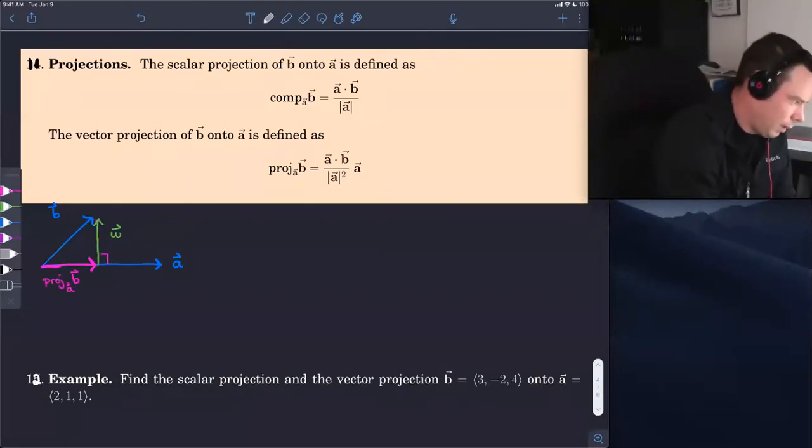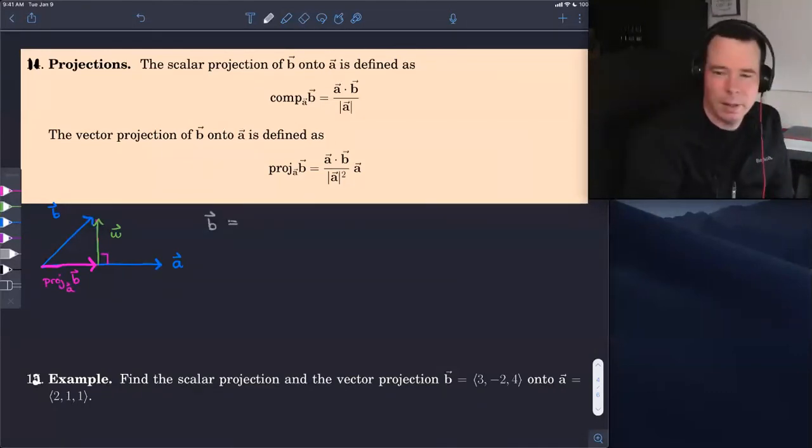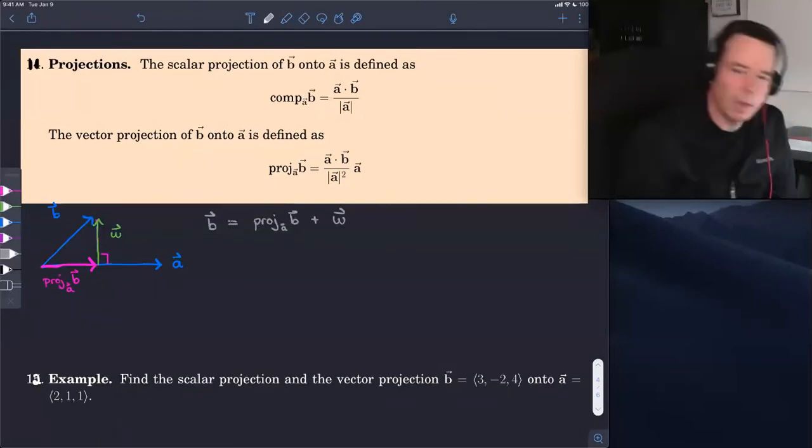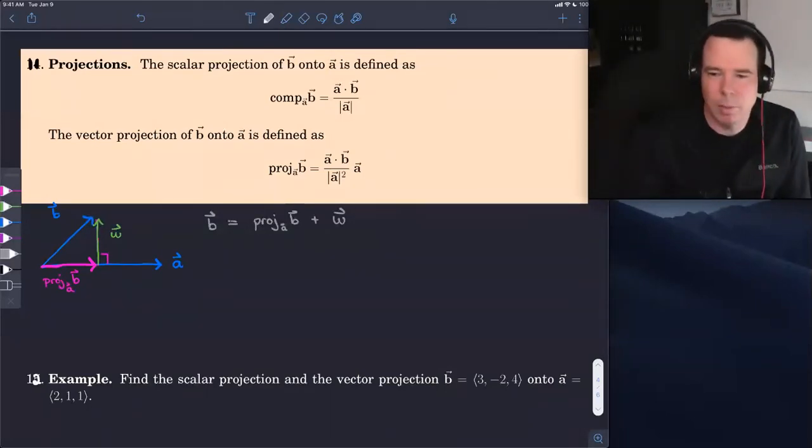Well, we can now write B as a sum of two vectors. I just follow it around that triangle. It's the projection vector, which I want to figure out, plus the vector W. So all I've done is written B as the sum of two vectors, one in the direction of A, one perpendicular to A. I don't know what either of these vectors are right now. I don't know how to compute them, but I know I can do this decomposition. And now let's figure out what each of these components would have to be.